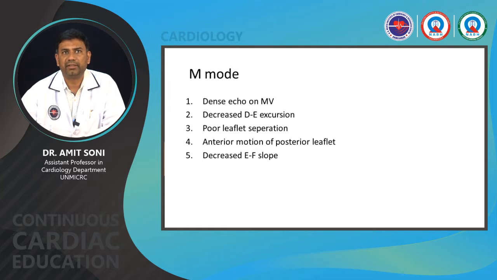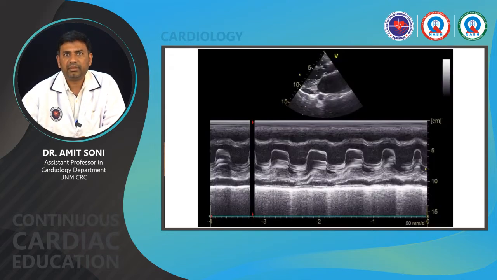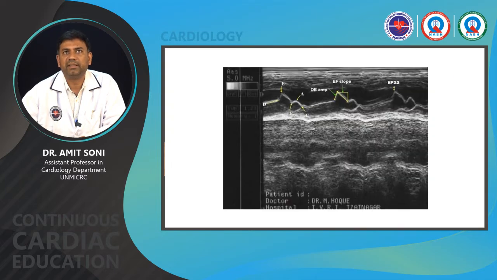M mode, how is it helpful for assessment of the mitral valve? First is dense echo on the mitral valve, decreased DE excursion, poor leaflet separation, anterior motion of the posterior leaflet, and decreased EF slope. So the two things we can see are decreased DE excursion and decreased EF slope. This is how it looked like. So we can see the DE excursion and EF slope.